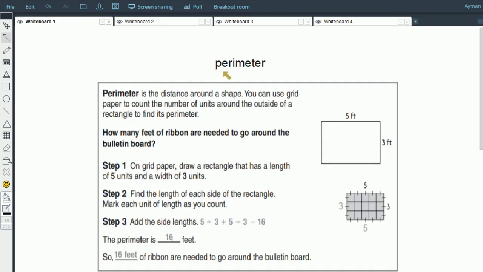Okay. Today we are talking about perimeter, and we all know that the perimeter is the distance around a shape. We can find any perimeter when you add the lengths of the sides. Here, 5 plus 3 plus 5 plus 3 equals 16. Then the perimeter here is 16 feet. The perimeter here is what? It is 16 feet.